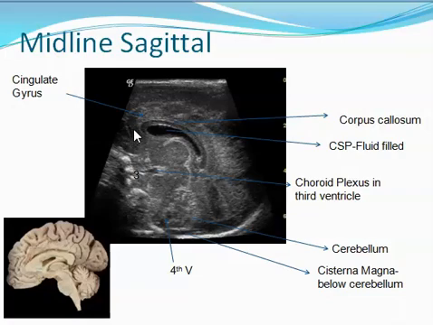If you look over here, right above the corpus callosum, this is the corpus callosum. Right above that you will see this echogenic line. Above this, the hypoechoic area is the cingulate gyrus, and above that is the sulcus. You can recognize this, because it is also very important to look at this cingulate gyrus when you are scanning in the midline plane.